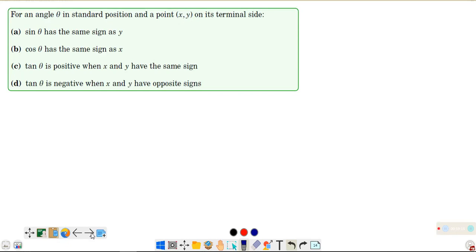Last na tayo. For an angle theta in standard position and the point xy on its terminal side, sine theta has the same sign as y, cosine theta has the same sign as x, tangent theta is positive when x and y have the same sign, and tangent theta is negative when x and y have opposite signs.